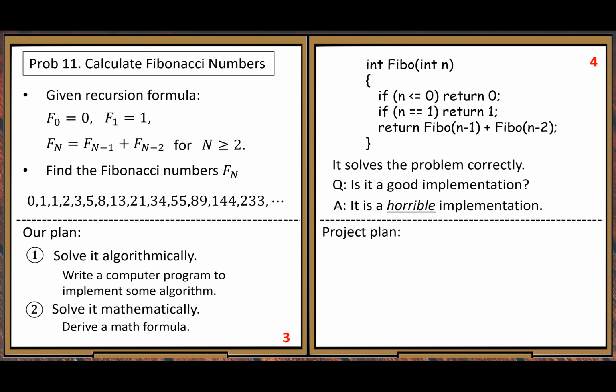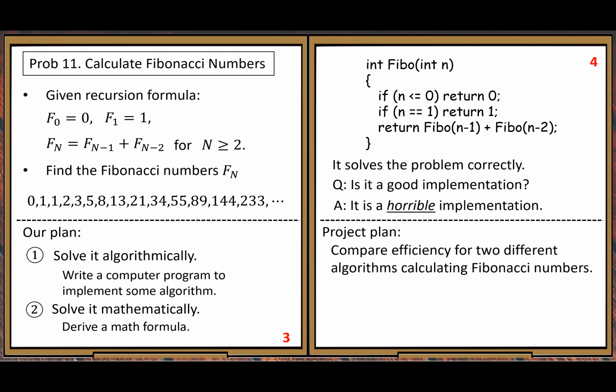In our project number 2, we will compare 3 different methods. Project number 2, project plan. Compare efficiency for 2 different methods. There is a third one. Probably I set the third one as optional, since it is a little more advanced. So you need to compare 2.